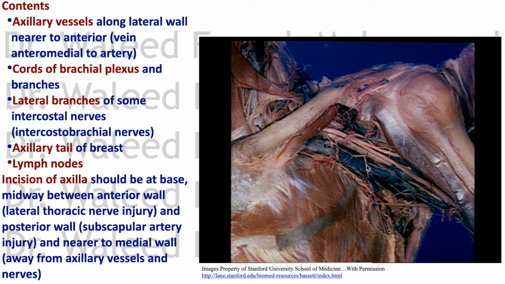Now, incisions in the axilla should be at the base, midway between the anterior and posterior walls, so as not to cause nerve and vessel injuries, and nearer to the medial wall to be away from this bundle of vessels and nerves, away from the axillary vessels and nerves.